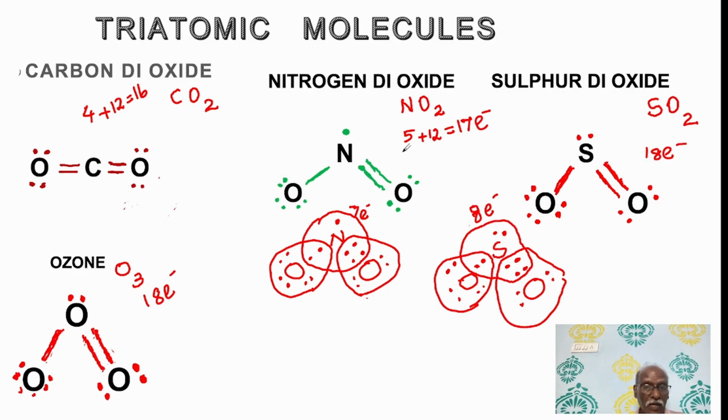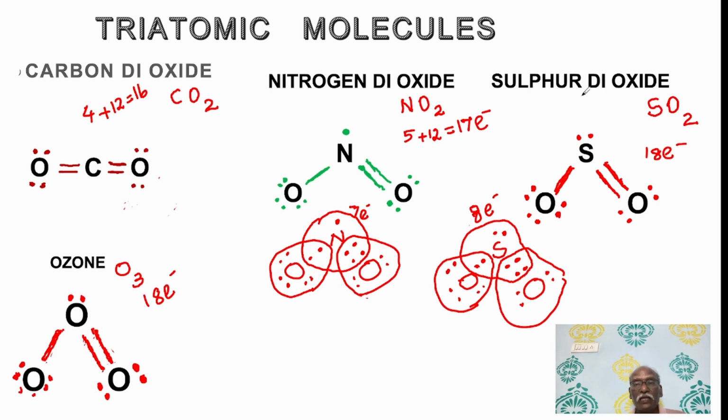Nitrogen dioxide also, just like nitric oxide, is a free radical, an odd electron, electron deficient molecule. That's why nitrogen dioxide is highly reactive. It actually dimerizes. It reacts with one more molecule and makes a pairing effect here.